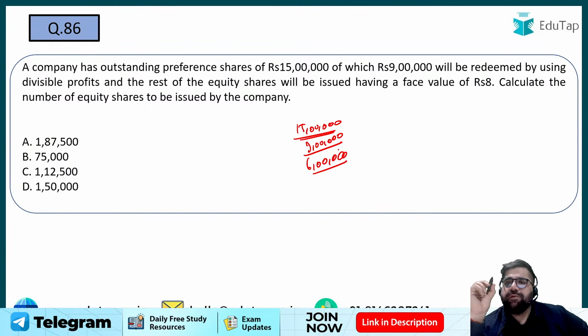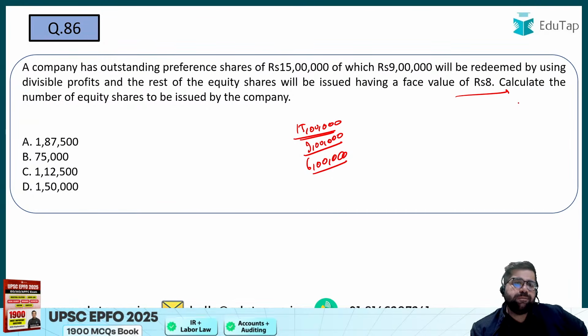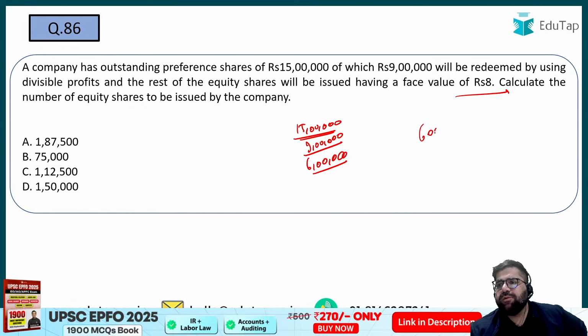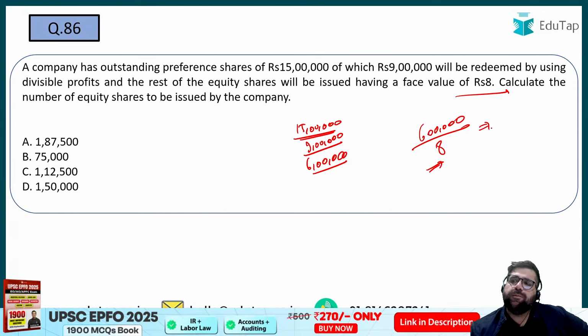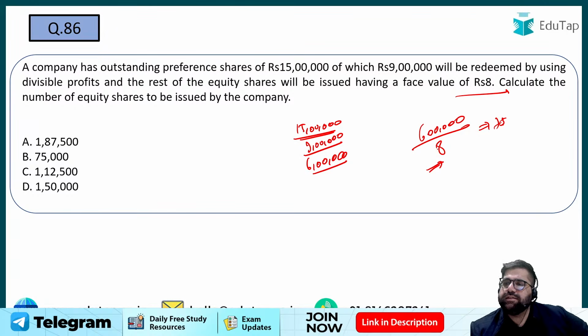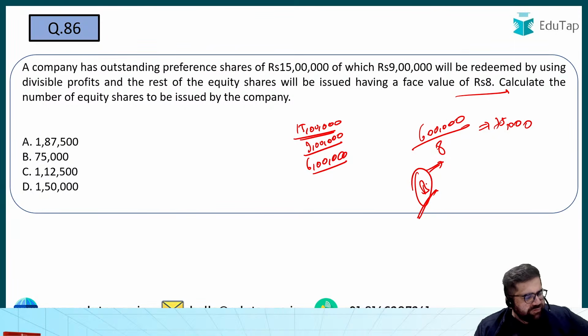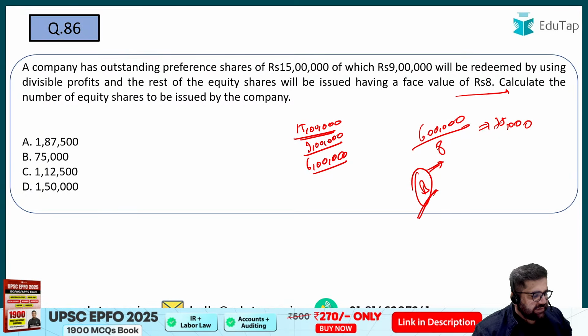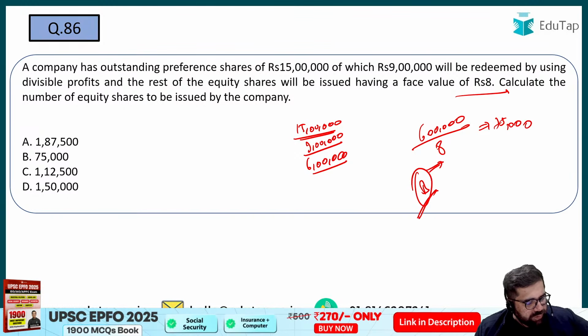And the rest will be issued as equity shares at a face value of 8. Calculate the number of equity shares. So 6 लाख के आपको शेयर्स इश्यू करने हैं और अगर आप ये 8 से डिवाइड करोगे तो आपको मिलेगा 75, राइट? Yes, 75,000. So my answer will again be option number B in this case. Hello everybody, question number 86. Are you able to solve it or not?